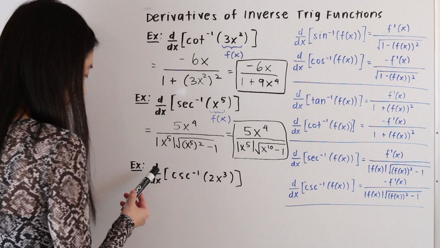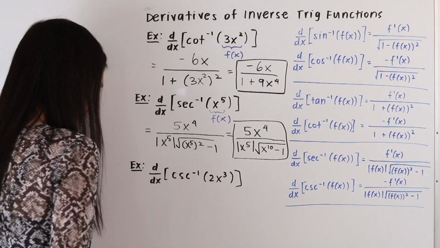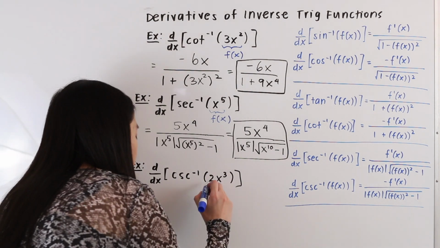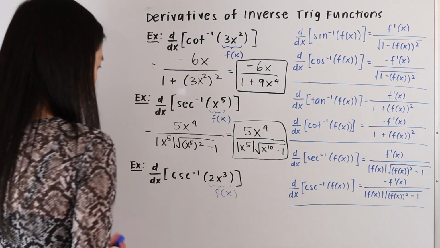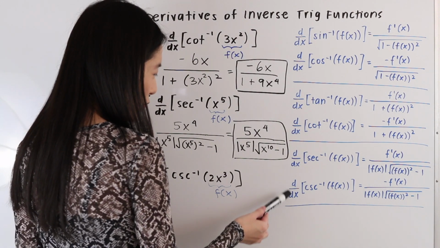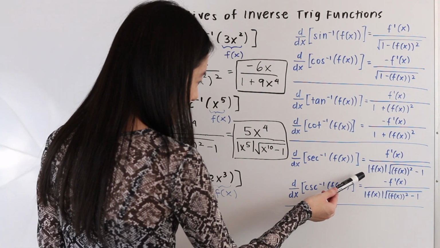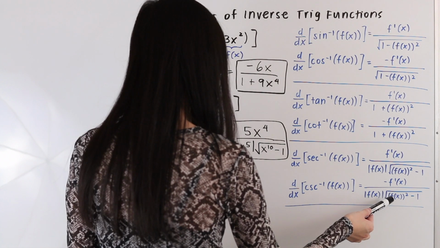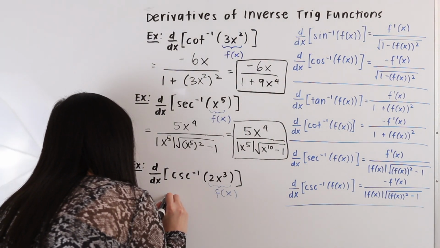In this last example here, we have the derivative with respect to x of inverse cosecant of 2x cubed. So as our first step, let's go ahead and start off by identifying what f of x is equal to. And so here, f of x is equal to 2x cubed. And now let's go ahead and find its derivative. So we have the derivative with respect to x of inverse cosecant of f of x is equal to negative f prime of x over the absolute value of f of x times the square root of f of x squared minus 1. So let's go ahead and start off by adding a negative sign here.